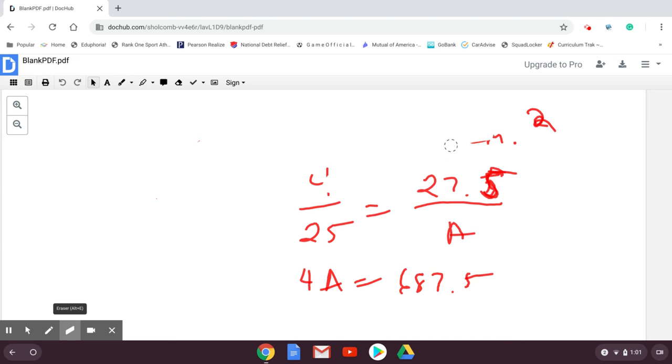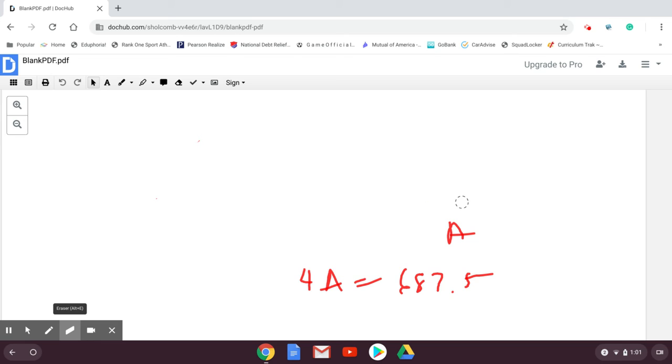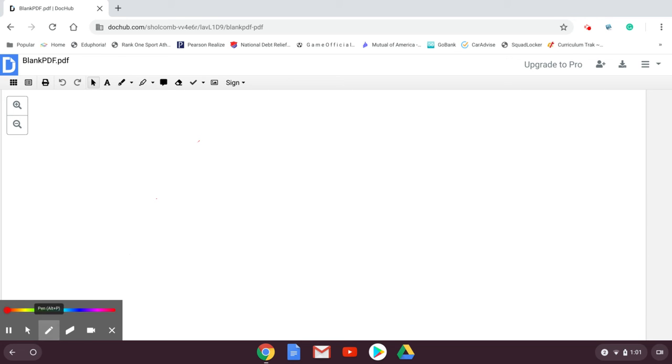Then determine whether your scale factor is perimeter, which stays the same, or area, where both need to be squared, top and bottom. And then you can use that scale factor to determine your other answers. All right, finished erasing there. Let's look at a third problem.